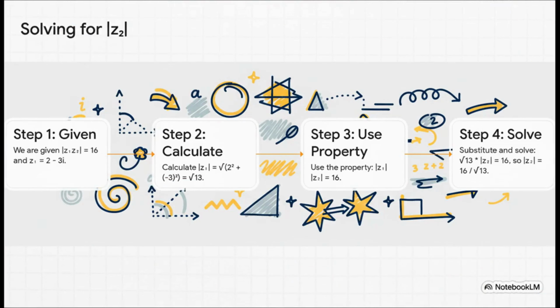So, check this out. First step, let's find the modulus of z1. Using our formula, it's the square root of 2 squared plus -3 squared. That's 4 plus 9, so the square root of 13. Easy. Now we just plug that into our cheat code property. The square root of 13 times the modulus of z2 we're looking for equals 16. A tiny bit of algebra later, and we've got it. The modulus of z2 is just 16 divided by the square root of 13.